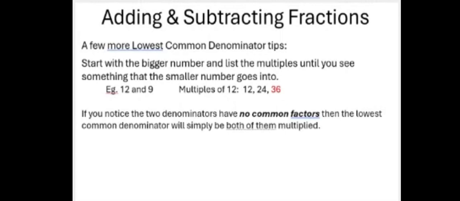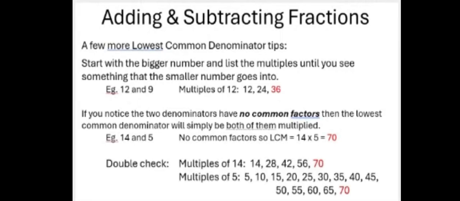If you ever notice that the two denominators have no common factors, in other words, there's nothing that goes into both of them, then you can skip all of the listing multiples. The lowest common denominator will just be the two multiplied together. So 14 and 5, there is nothing that goes into both 14 and 5. 2 goes into 14 but not 5. 5 goes into 5 but not 14. Other than 1, of course, which goes into both of them, there's no common factors. Therefore, you don't need to list a whole bunch of multiples. You already know for a fact the lowest common multiple will be 14 times 5 is 70, because they have nothing in common.